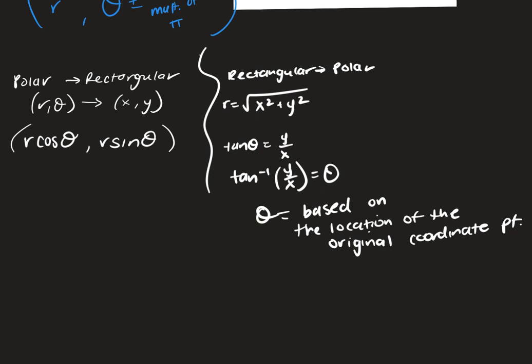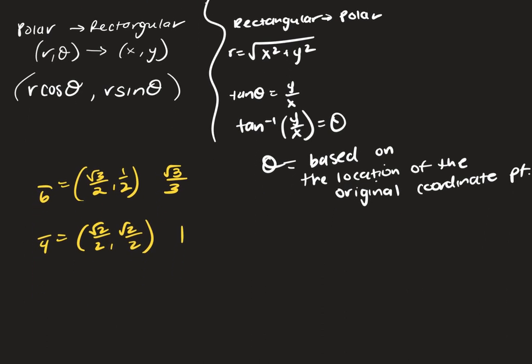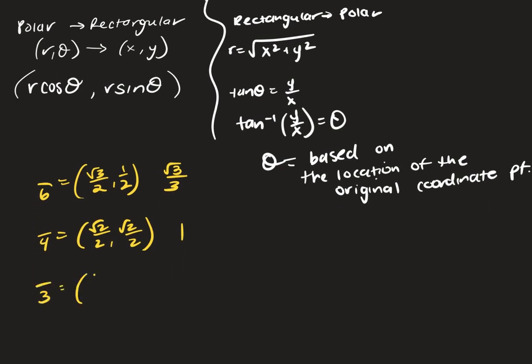And we said obviously we need to know our unit circle angles. Our pi over 6 is root 3 over 2 and 1/2, and our tangent is root 3 over 3. Our pi over 4, no, my goodness, sorry. Our pi over 4 is root 2 over 2 and root 2 over 2, and our tangent is 1. And our pi over 3 is 1/2 and root 3 over 2, and our tangent is root 3. So this is my cosine, this is my sine, and this is my tangent.